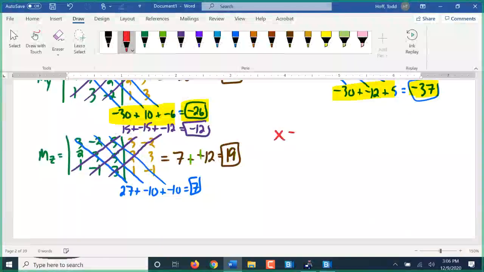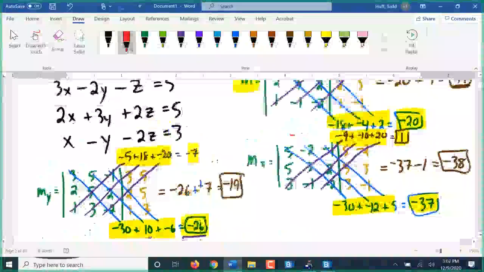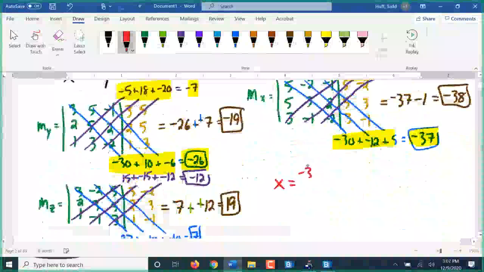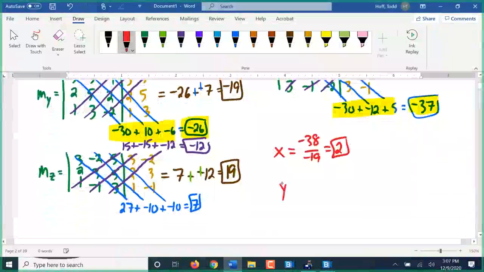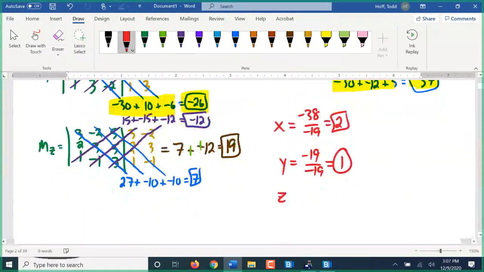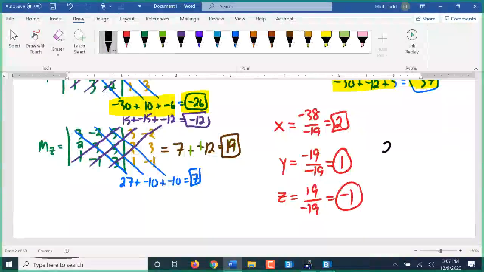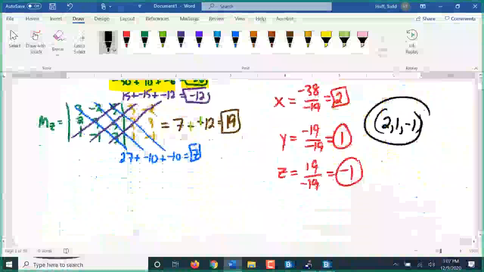So X is the X determinant, -38 over my base determinant of -19. X is 2. Y is my Y determinant of -19 over my base matrix determinant of -19, which is +1. And Z is a Z matrix determinant of +19 over my base matrix determinant of -19, which is -1. So the solution, X is 2 and Y is 1 and Z is -1, which is what we started with. Any questions there?